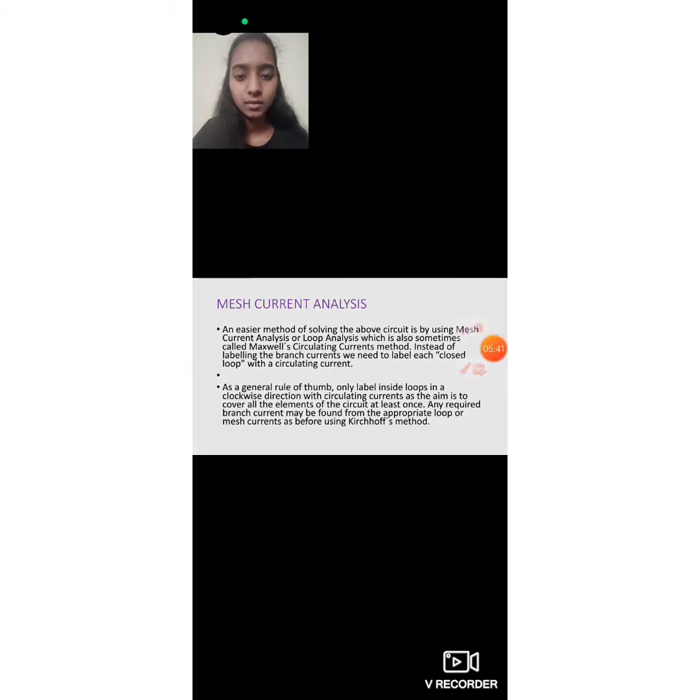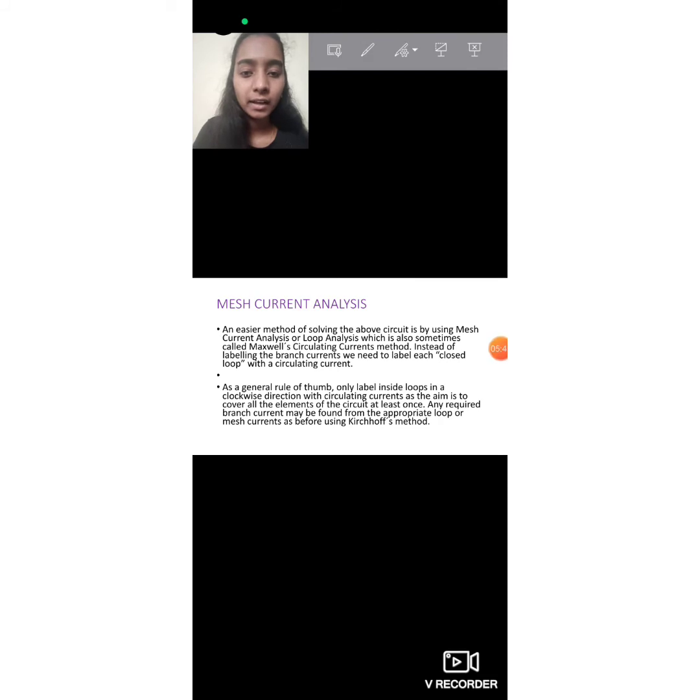Mesh current analysis. An easier method of solving the above circuit is by using mesh current analysis or loop analysis, which is also sometimes called Maxwell's circulating current method. Instead of labeling the branch current, we need to label each closed loop with the circulating current.